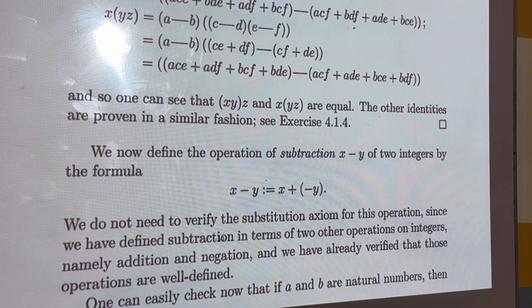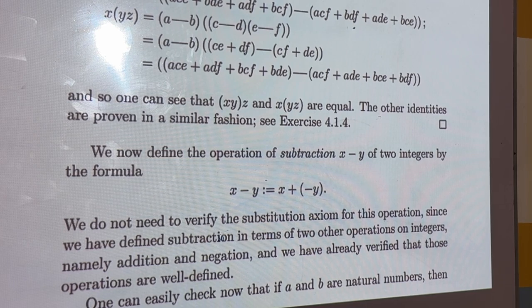We don't know x minus y, no. We have defined negative y, however. So he says x minus y is x plus minus y. The right hand side is integers, integer addition.